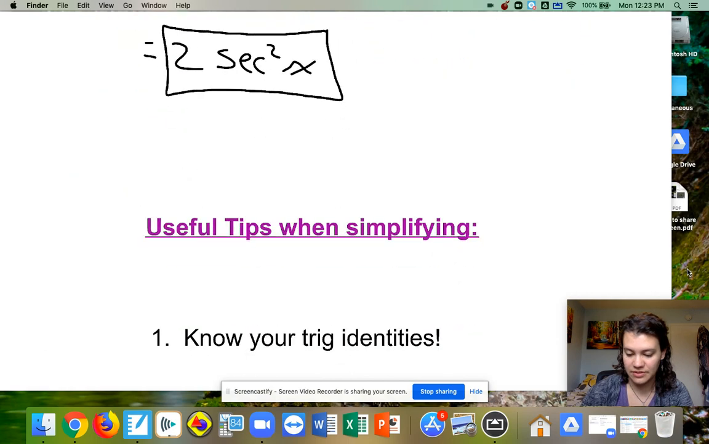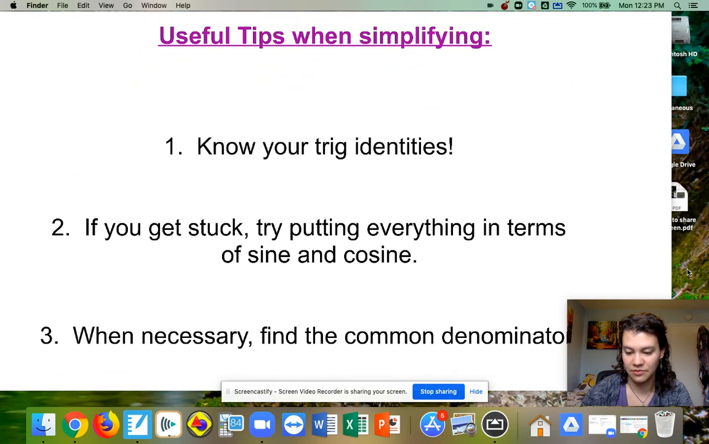So that's it for notes. Here are all the tips all in one slide if you want to use those. But know your trig identities, put things in sines and cosines if you don't know what to do, and then find a common denominator if you have different fractions.